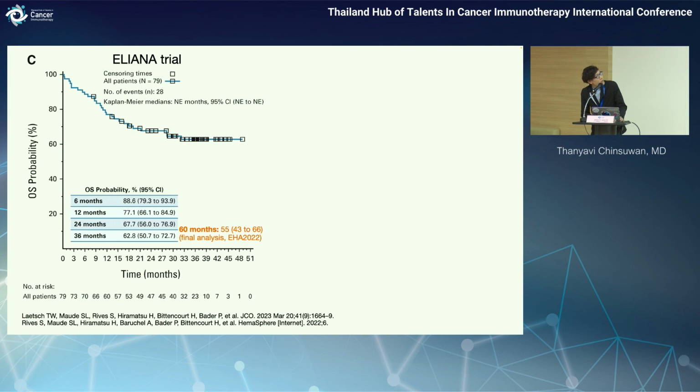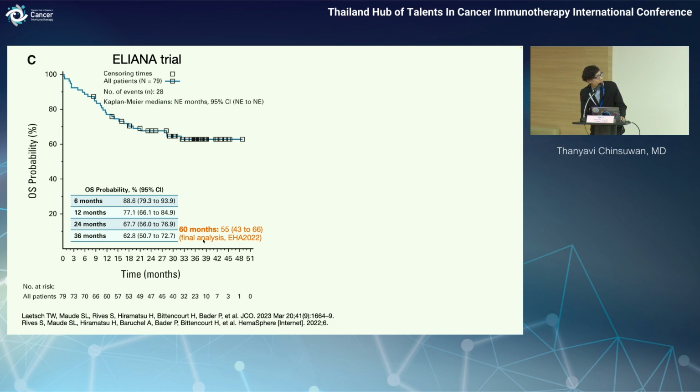I would like to point out a landmark trial called the ELIANA trial, which is the trial of CAR-T19, also known as tisagenlecleucel, also known as Kymriah. This is a phase 2 clinical trial with 79 patients. They found that in the group of patients just like Emily, with relapsed refractory ALL, at 3 to 4 years after infusion, about 60% of the patients would still survive.